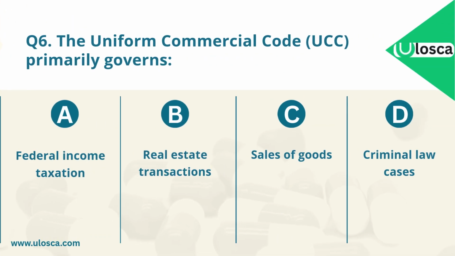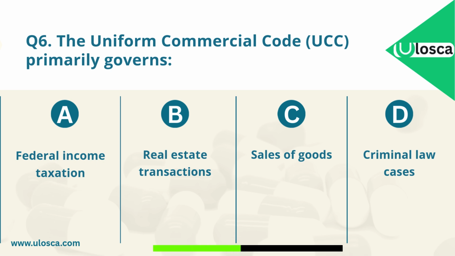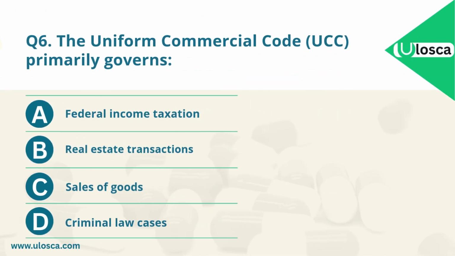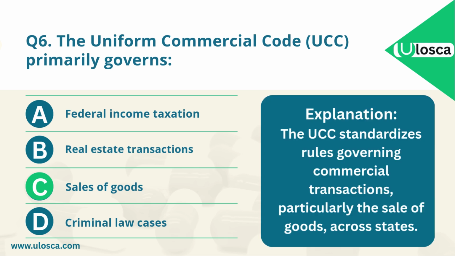Question 6. The Uniform Commercial Code primarily governs A. Federal income taxation. B. Real estate transactions. C. Sales of goods. D. Criminal law cases. Which one is the correct answer? The correct answer is C. Sales of goods. Explanation. The UCC standardizes rules governing commercial transactions, particularly the sale of goods, across states.